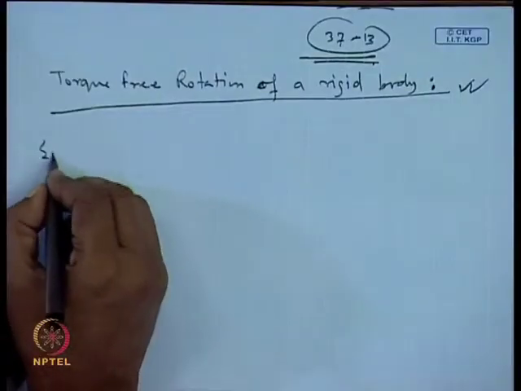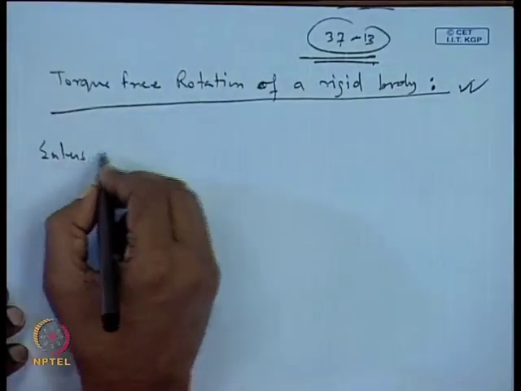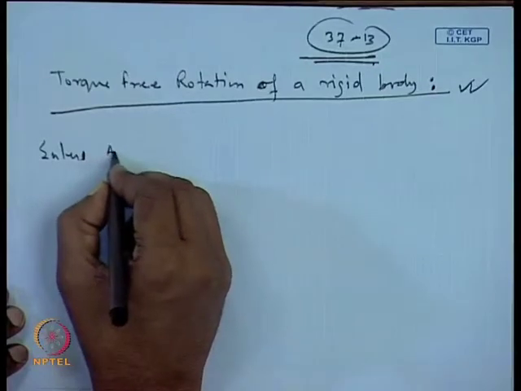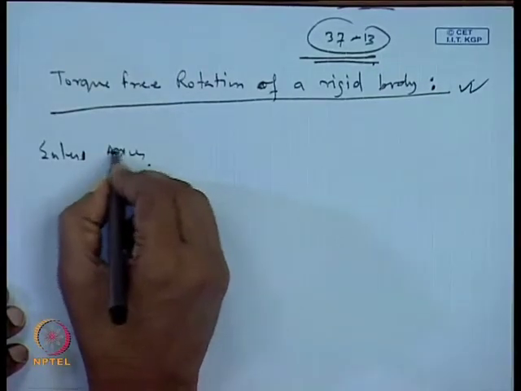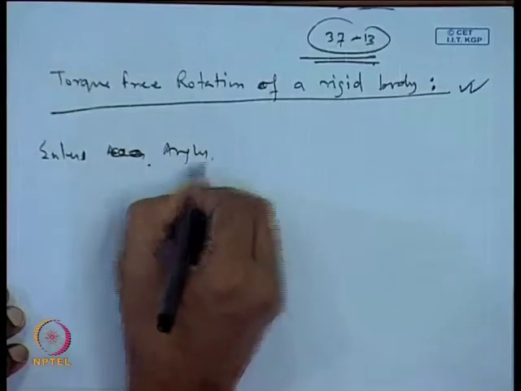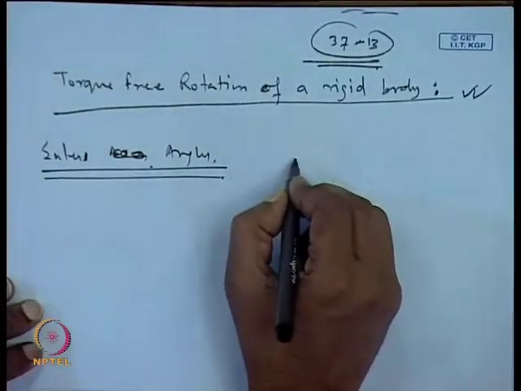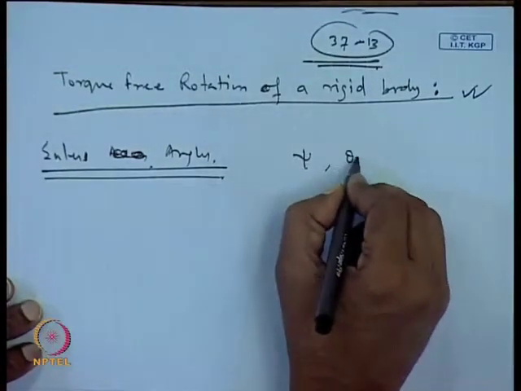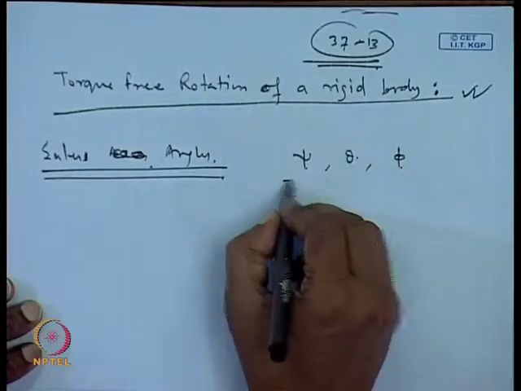Okay. So, first of all we need to know a few details like the Euler angles. Euler angles are represented by psi, theta and phi.